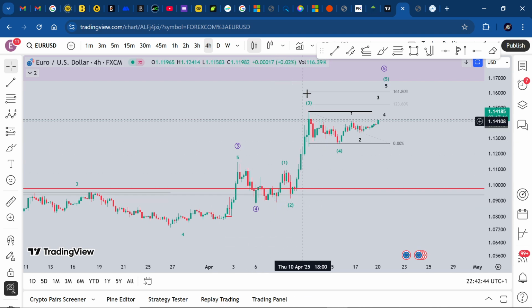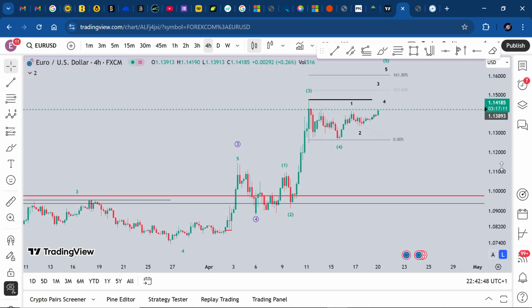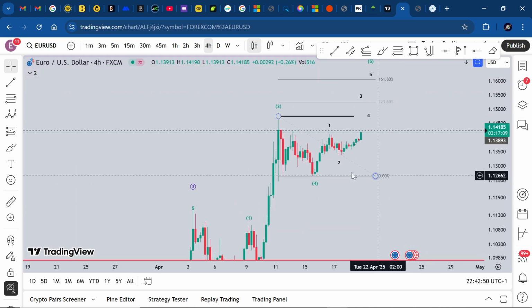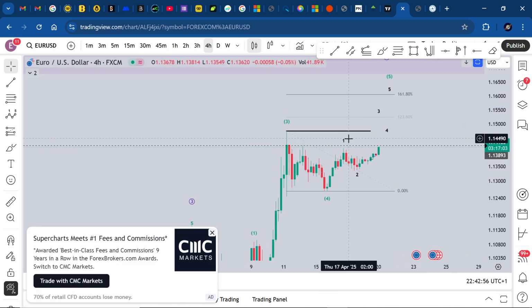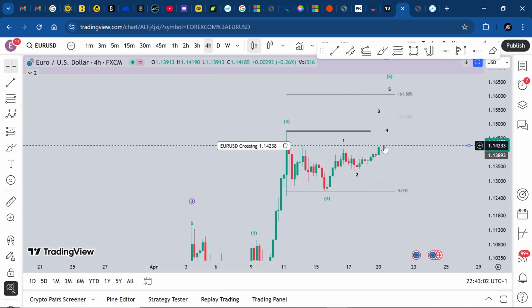1, 2, 3, 4. I do believe that 4 is finished. So I continued counting in the smaller degree black here, and I've got a 1. Potentially that's a 2. I'll tell you why I said potentially in a moment. And potentially we're in a 3 right now.